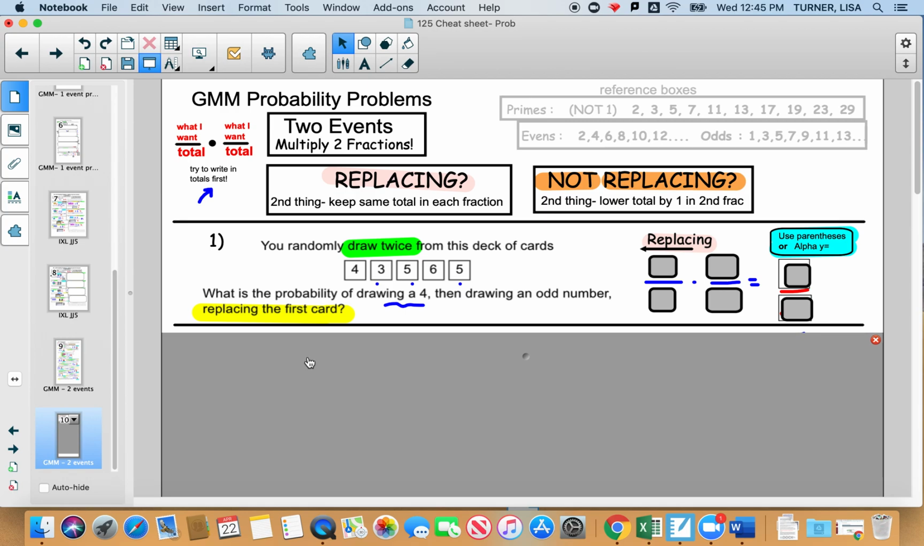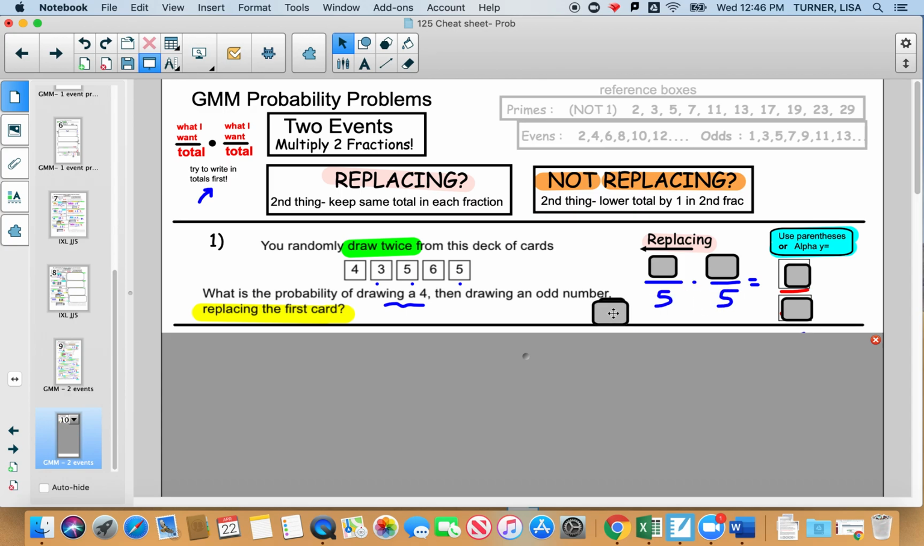And here we go. Number 1, you randomly draw twice from this deck of cards. So here we have, what is the probability of drawing a 4 and then drawing an odd number, replacing the first card? All right, so I'm going to ask you to read through the whole problem so you can decide what your denominators or your totals are. So we're replacing the first card, and so I have 5 cards there, and so my totals then I know are both going to be 5.